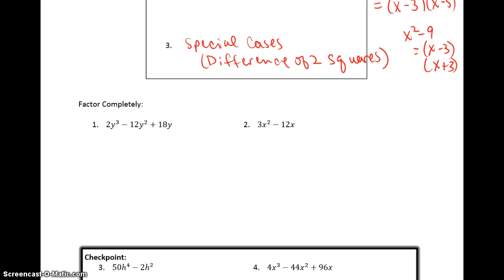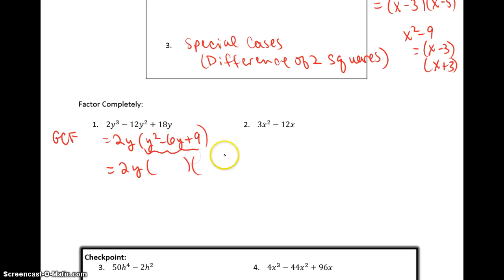So if you look at number 1, the very first thing that we learned was to find a GCF, and that's what we'll do with this problem. I see that we can bring out a 2 and a y, and we're going to say what's left over: y squared minus 6y plus 9. And now I'd like for you to look at that trinomial, because we can factor that further. I'd like for you to go ahead and do that.